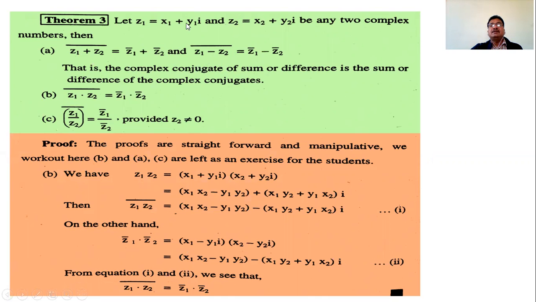z1 = x1 + iy1, z2 = x2 + iy2. Now we prove these four theorems. Okay, so the first one is what? z1 + z2. What is z1 + z2?